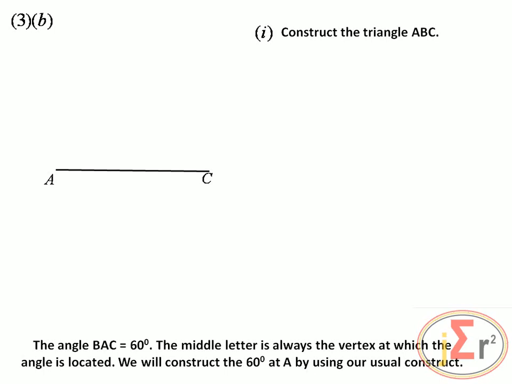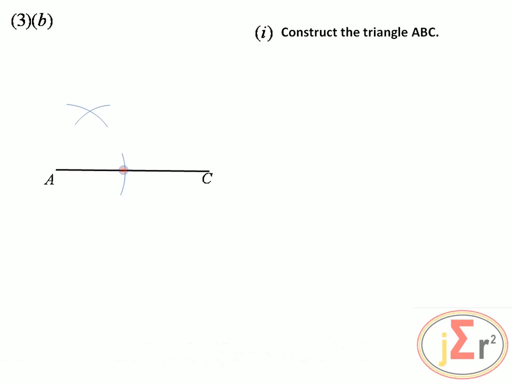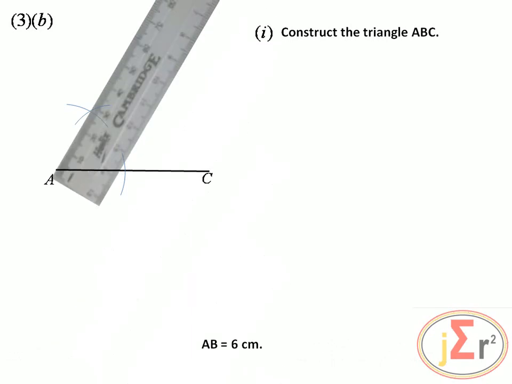We will construct the 60 degrees at A by using our usual construct, which is to place the compass point at A and make an arc as shown. One there and another there. Remove the compass point to the point of intersection of the arc and the line AC and make another arc like that. Now draw the line AB equal to 6 centimeters, the one that will pass through the point of intersection of the two arcs.